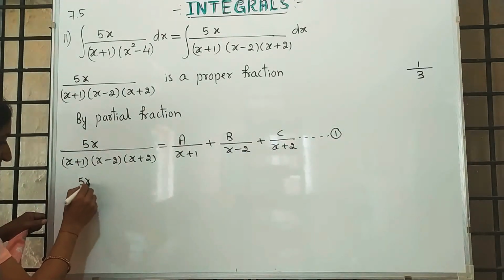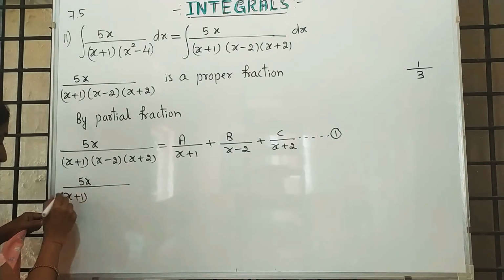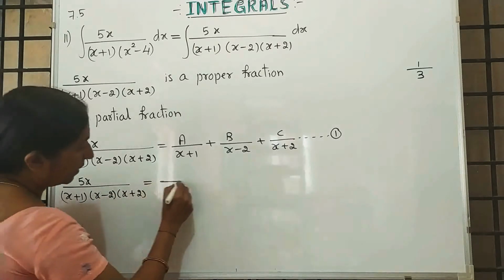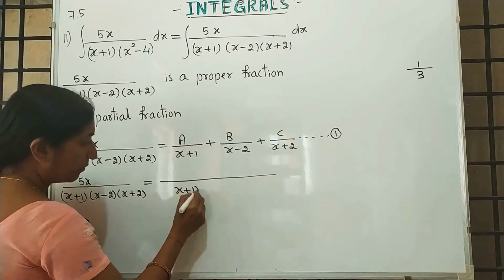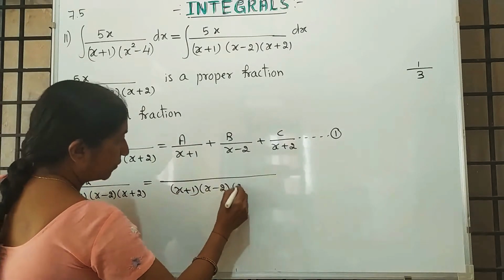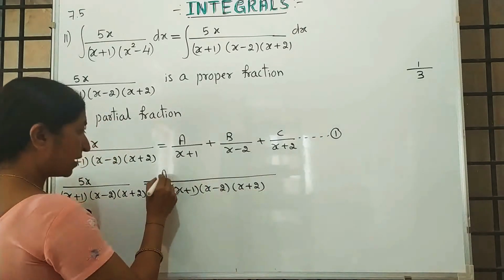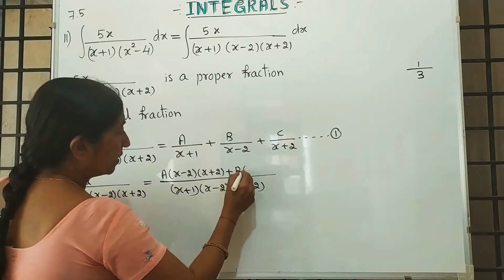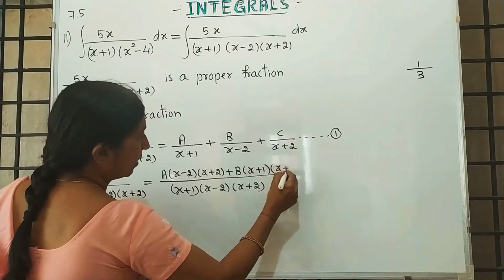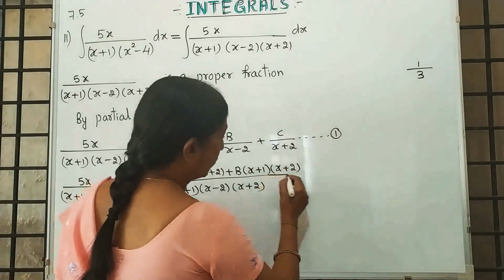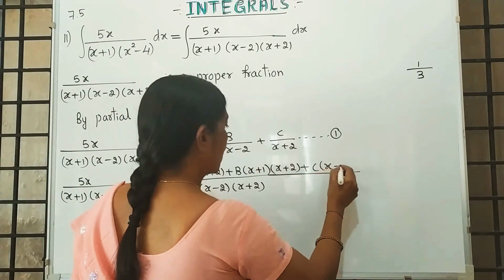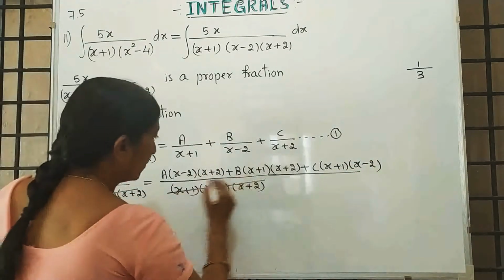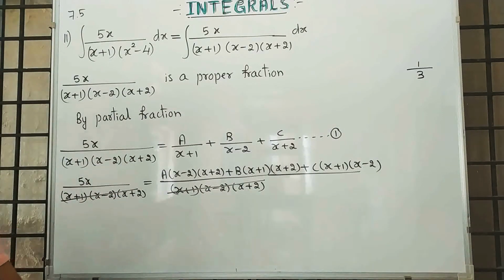Now keep the left side as it is. Take the LCM on the right side. (x plus 1), (x minus 2), (x plus 2). A is multiplied with (x minus 2) into (x plus 2). B is multiplied with (x plus 1), (x plus 2). I think now you are familiar with how to take the LCM. C is multiplied with (x plus 1) and (x minus 2). On both sides the denominator gets cancelled. Write down the remaining terms.